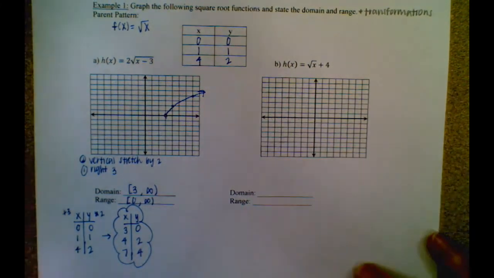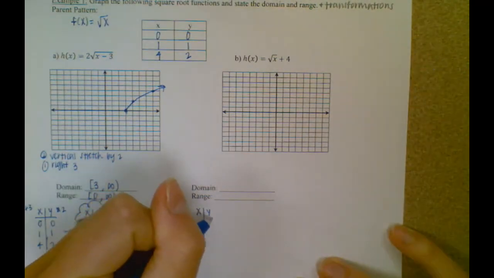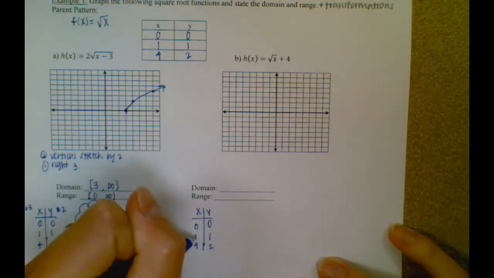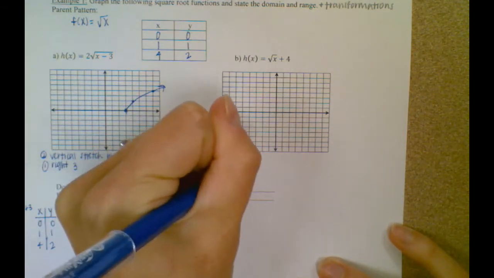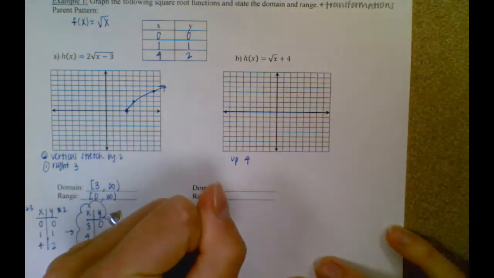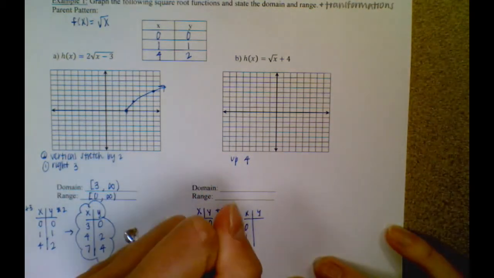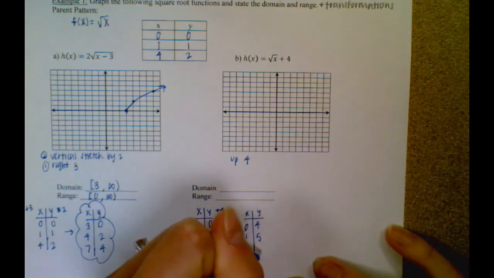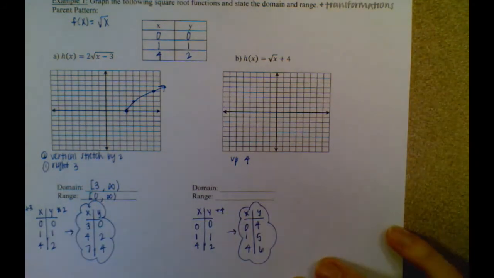Alrighty, letter B. So my parent function, 0, 1, 4, and 0, 1, 2. Alrighty. It looks like my function's only moving up by 4. That's the only transformation I have there. So I'm going to take my y values and add 4. The x values stay the same, and I get 4, 5, and 6. Right? 4, 5, yep, okay.